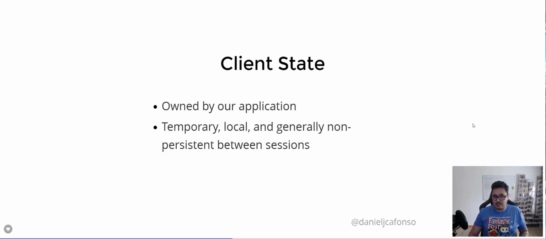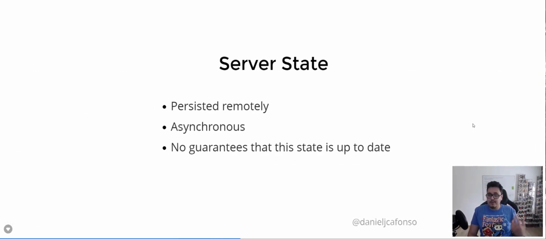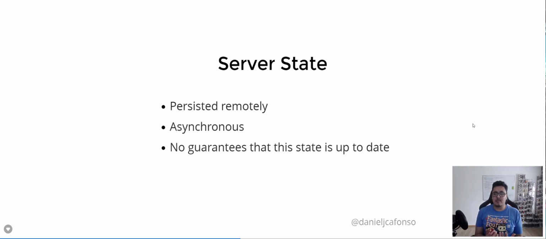Then we have our server state, which was the state that our application was mostly built upon, which is the state that's persisted remotely, usually on a database or something like that. And this state is asynchronous because we have to use asynchronous APIs to interact with it. And there's no guarantee that this state is always up to date because we might have a version of the state right now, but there might be some changes on the database.